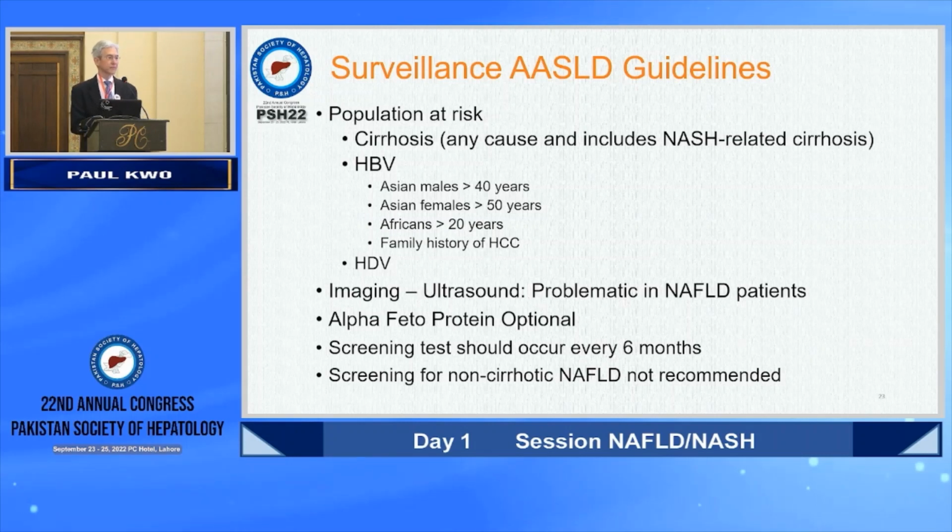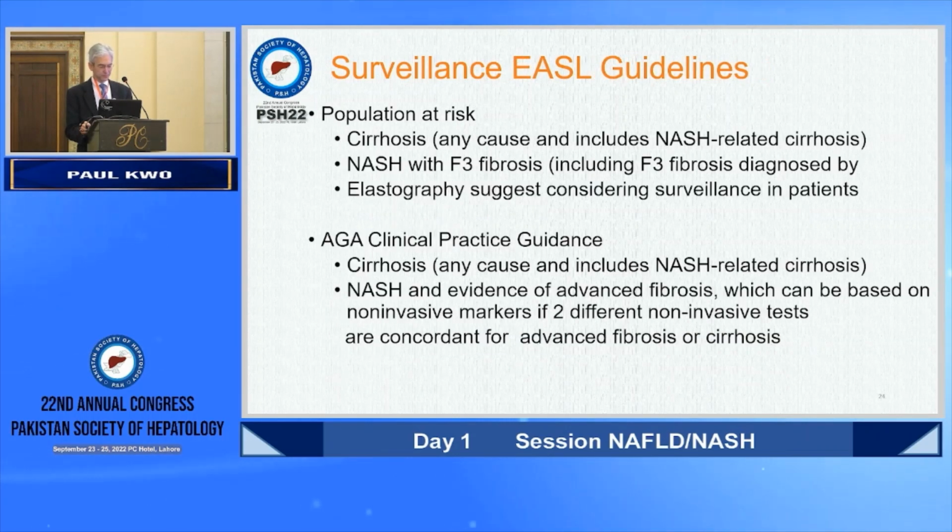And for those that I am screening, even with cirrhosis, I try and sneak in a CT scan or an MRI at least once a year, just because it is very difficult with a severely steatotic liver to see the liver well and pick up small focal lesions. The alpha-fetoprotein I use, it's optional in our practice guidance, and there is no recommendation for non-cirrhotic NAFLD with regard to HCC screening. What about the EASL guidelines?